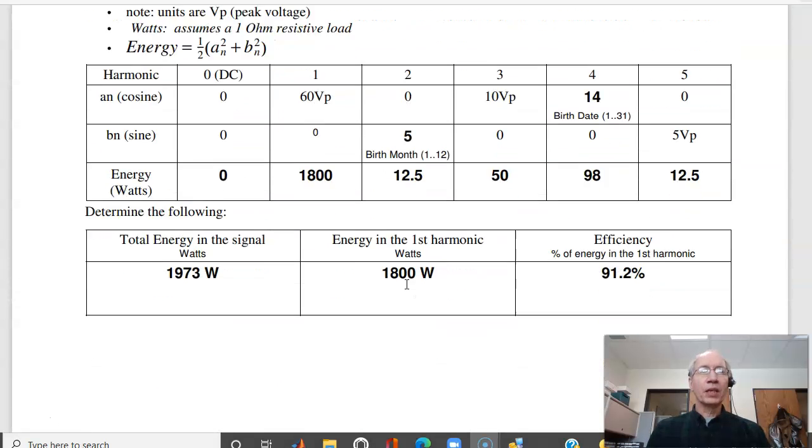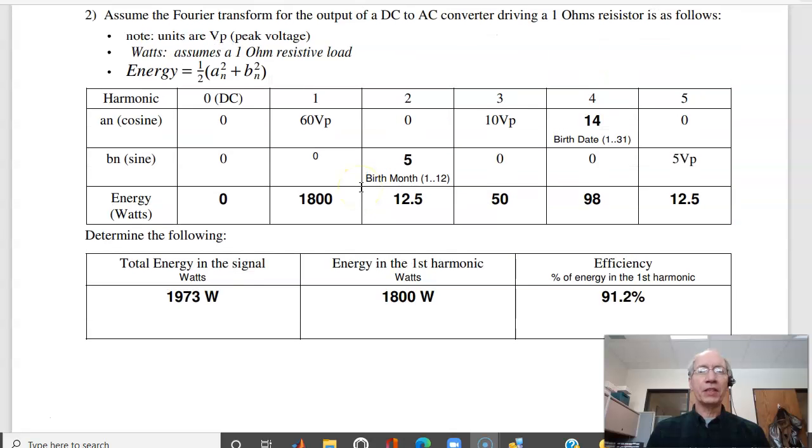Problem 2 says, suppose instead you have these numbers. Well, the energy in each harmonic will be 1/2 of cosine squared plus sine squared: 1800 watts, 12.5 watts, 50, 98, 12.5. Add them all up, I get the total energy in the signal, the energy in the first harmonic, and the ratio is the efficiency. So this would have 91% of the energy in the first harmonic. The higher harmonics just cause the AC synchronous motors to vibrate, getting dissipated as heat.